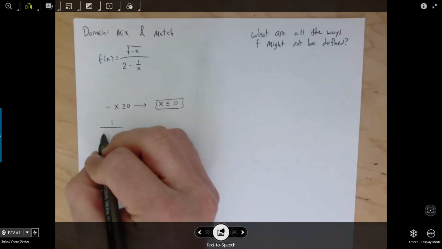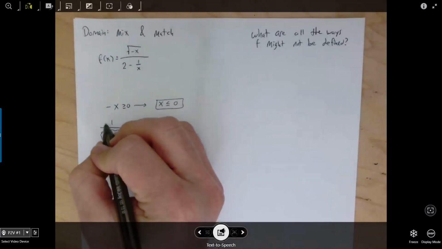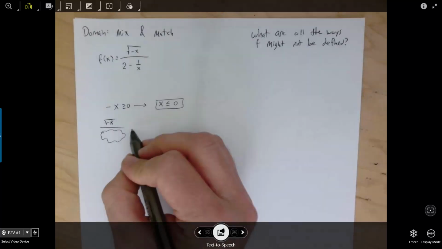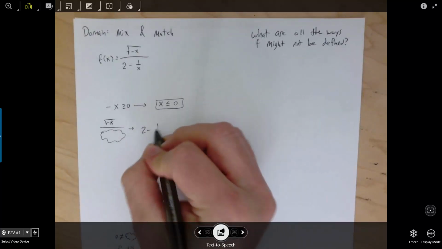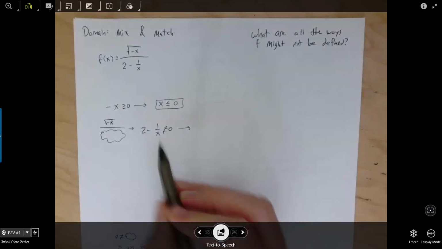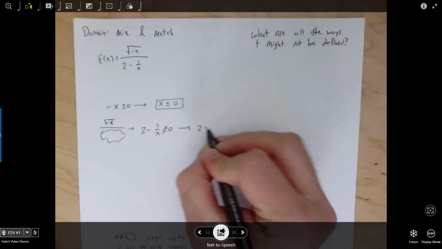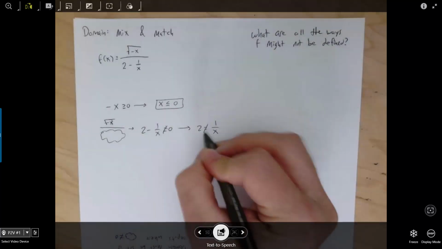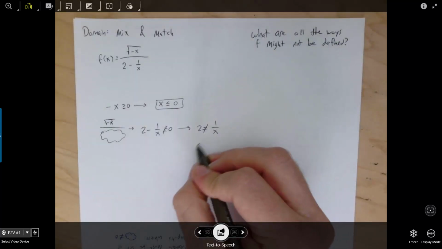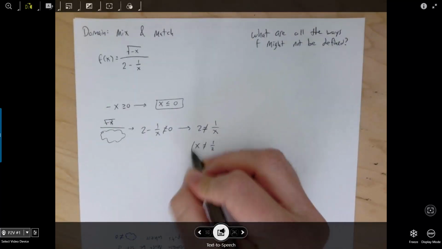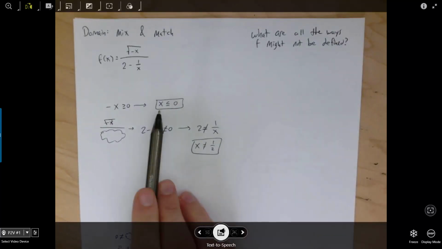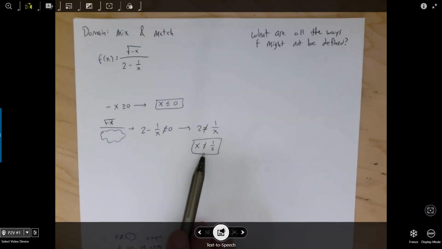The next thing we know is that the entire denominator here has to not equal 0. So that gives us the condition that 2 minus 1 over x doesn't equal 0. All right, so let's solve that one. I'll add 1 over x to both sides, so that gives me this. I'll multiply both sides by x and divide by 2, so that gives me x not equal to 1/2. So that is now another condition. I know that x has to be less than or equal to 0, but also not equal to 1/2.